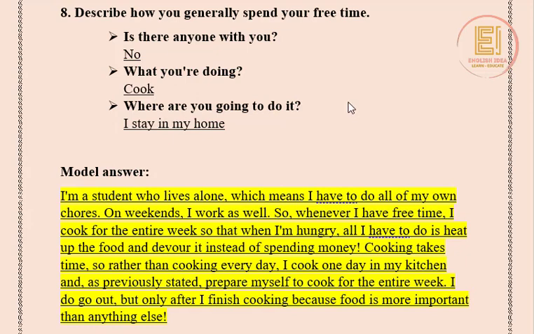If you all are wondering why there is more information here compared to here, then I just want to tell everyone that if you say, oh, I don't have anyone with me and I cook when I'm free and I cook in my kitchen at my home, it will take you about 10 seconds to say it, right? But the requirement is to speak at least 30 seconds. So that is why I took them and I made it into this.